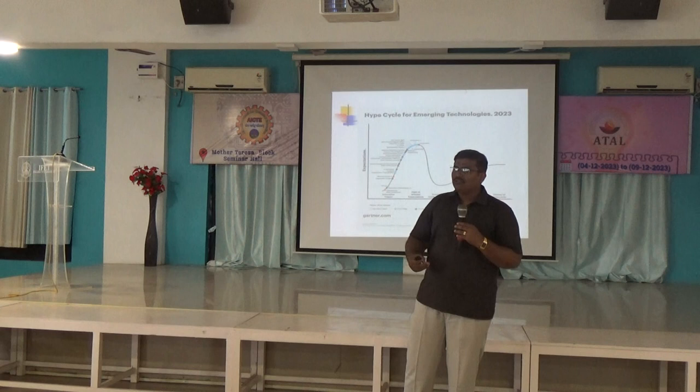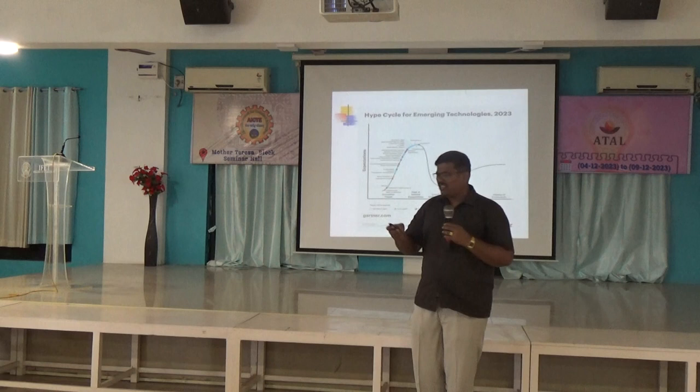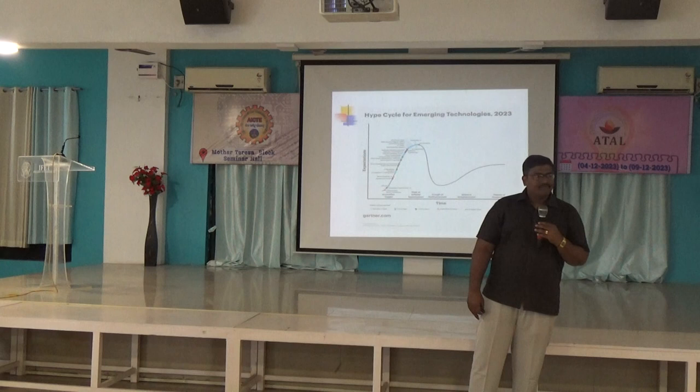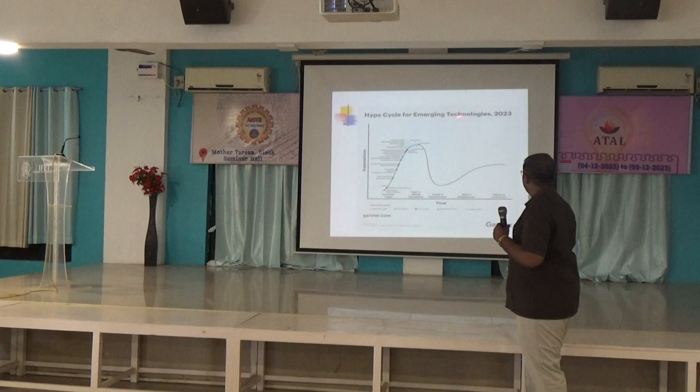We want to see what the technologies related to data science are for the next 3 years. You will see the periods also here: less than 2 years, 2 to 5 years, 5 to 10 years. We can rely on the Gartner hype cycle map. Okay? Done. Please mark it. Hype cycle map. Okay, fine.